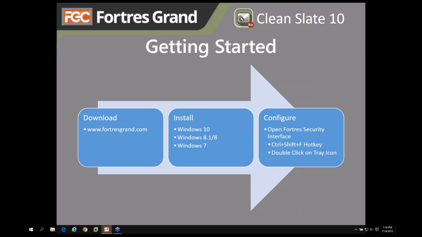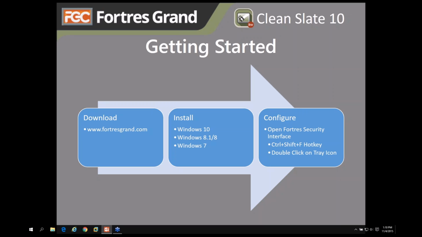To get started with Clean Slate, you can go to our website at fortresgrand.com and download a fully functional 30-day evaluation that you can install. The installation works on Windows 10, Windows 8.1, and Windows 8, as well as Windows 7. After you've run the installation, it will ask you to set a password. After you've set your password and restarted the computer, you can open the Fortres security interface to configure Clean Slate by using either the Control-Shift-F hotkey, where you hold down the Control and Shift key and hit F, or double-clicking on the tray icon.